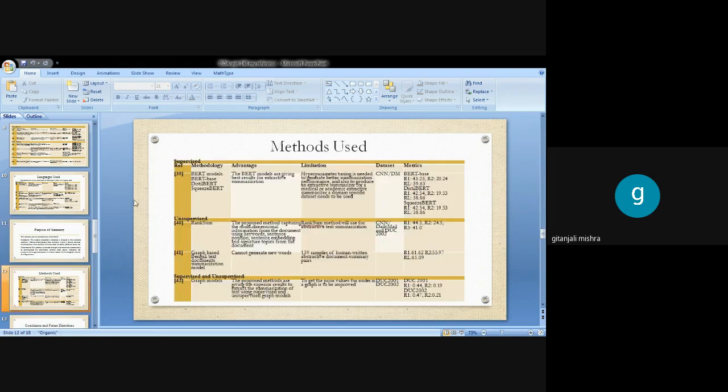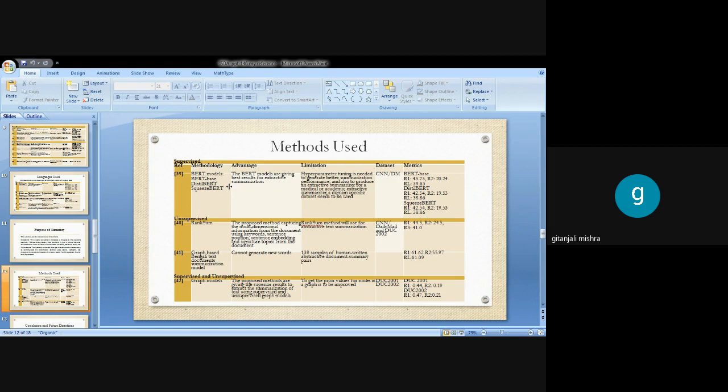So mainly, we have seen three methods which are used to get the summary: supervised, unsupervised, and the combination of supervised and unsupervised, that is semi-supervised. These are some of the literature survey methods used for text summarization. The first one is the BERT model, which is used in supervised learning.